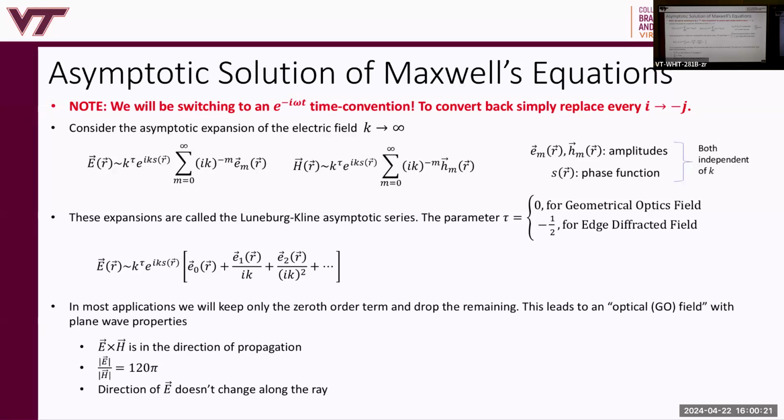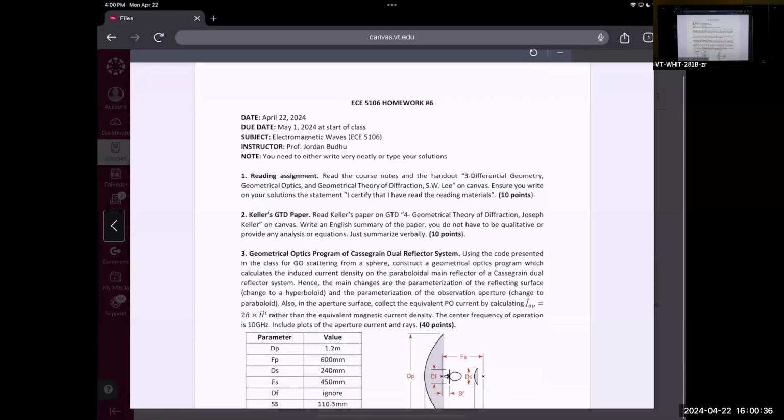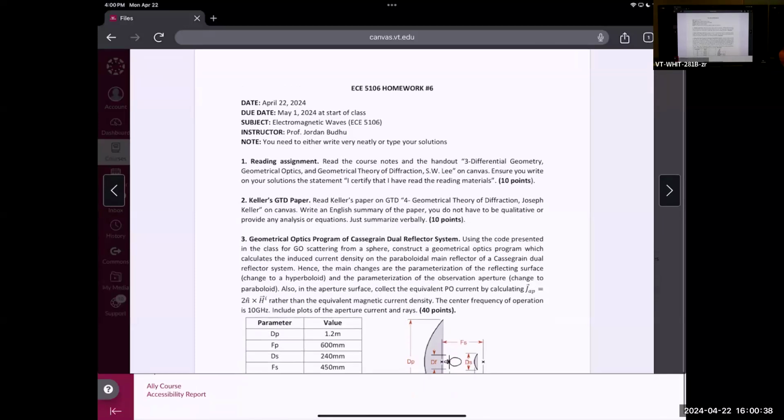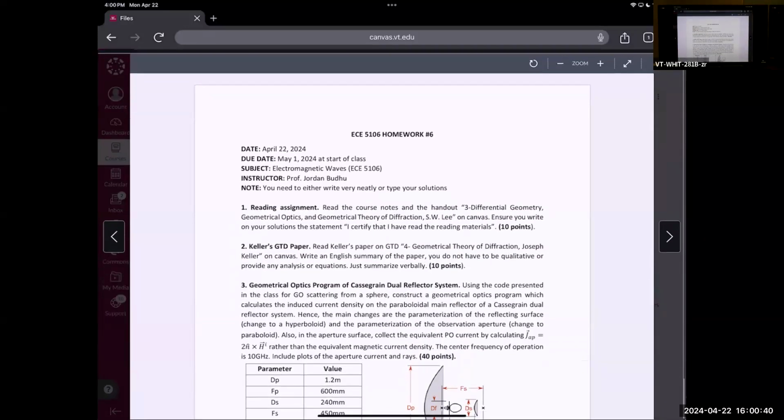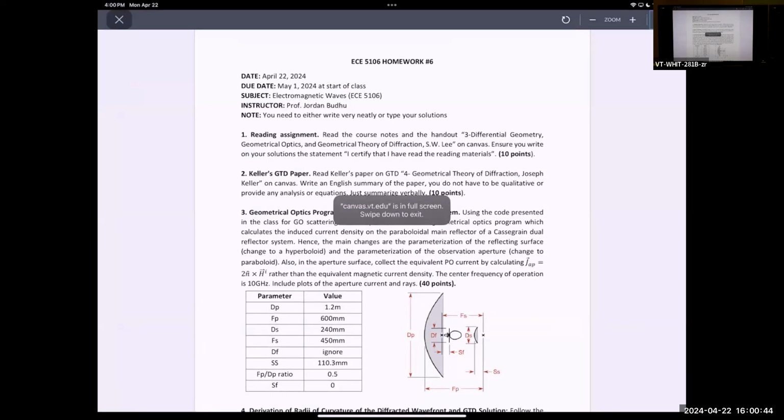The first announcement has to do with your homework assignment. Your homework assignment has been uploaded, the final homework assignment. Homework number 6 is going to be due on May 1st, which is the last day of class. Our final is on the Friday. This is due on the Wednesday, all right?